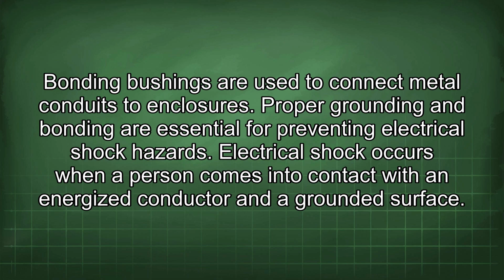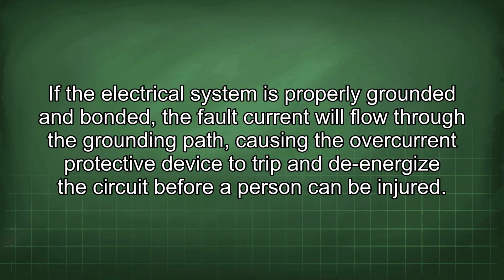Proper grounding and bonding are essential for preventing electrical shock hazards. Electrical shock occurs when a person comes into contact with an energized conductor on a grounded surface. If the electrical system is properly grounded and bonded, the fault current will flow through the grounding path, causing the overcurrent protective device to trip and de-energize the circuit before a person can be injured.